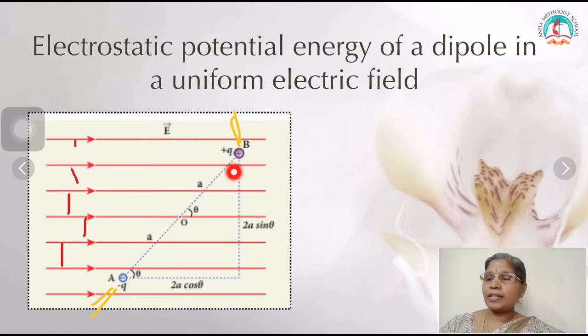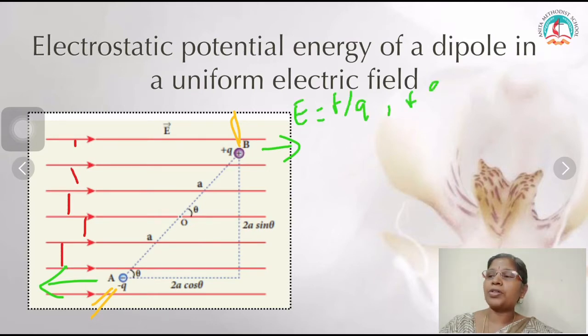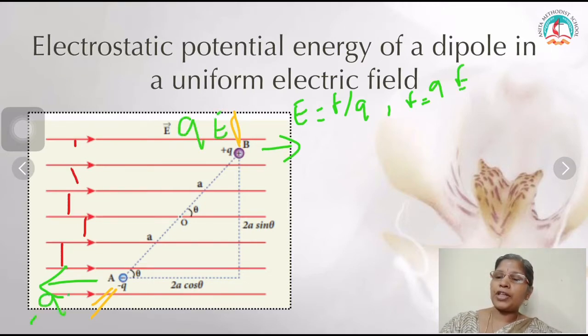When it is placed inside the uniform electric field, what happens? Equal and opposite forces act. How will you calculate the value of force? E is equal to F by Q, so F is equal to Q into E. So, QE and minus QE act at the ends of the dipole. So, that constitutes a torque.